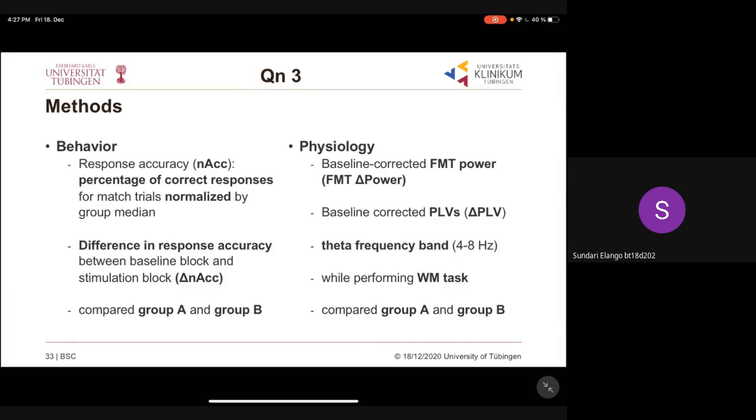Yeah, so we basically measured the difference in response accuracy between group A and group B for assessing behavior, and for assessing physiology, we were measuring mainly the change in power while they were performing the task, and also the change in induced phase locking with the stimulation signal.